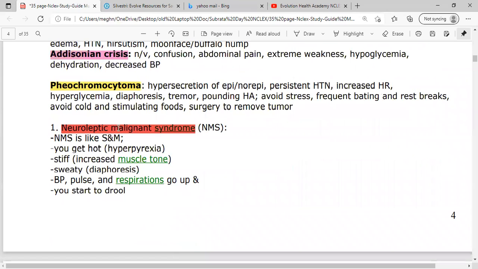Next is neuroleptic malignant syndrome. Neuroleptic malignant syndrome is a complication of some antipsychotic medication. When patients have neuroleptic malignant syndrome, what are the signs? We see hyperpyrexia, and the patient feels hot and also stiff, increased muscle tone, sweaty, diaphoresis. Blood pressure goes up, pulse pressure goes up, and respiration goes up. Also, the patient starts drooling. So it is important to take measures to prevent complications of antipsychotic drugs like neuroleptic malignant syndrome, because it is a life-threatening condition.